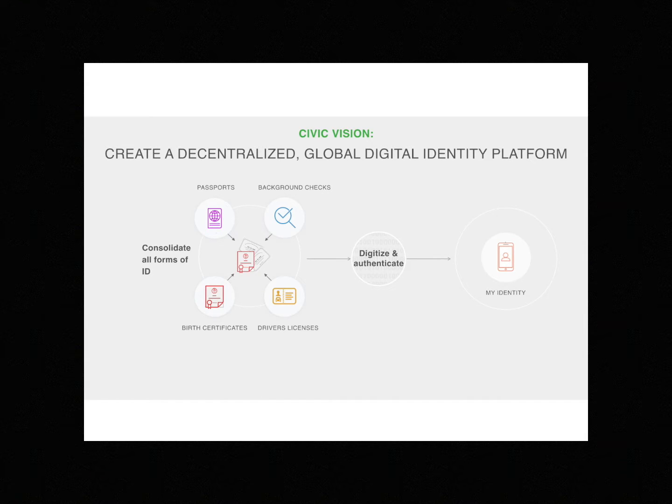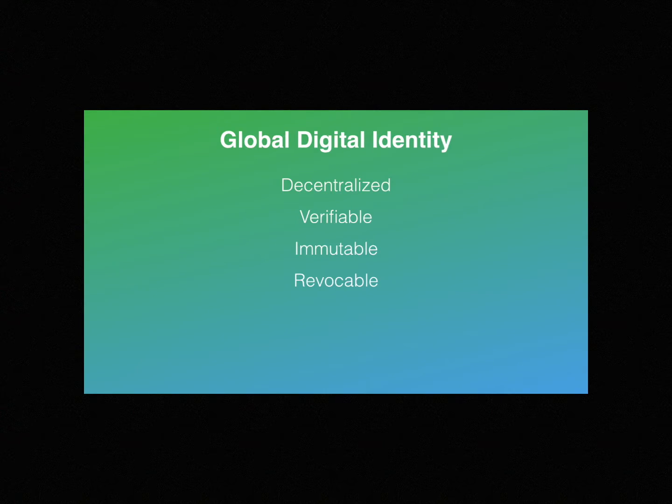Additionally, anybody I share my data with should be able to quickly check that the data is authentic, owned by me, and still valid. To achieve this, our platform focuses on 4 ideal properties of digital identity. First, proof of my identity must be decentralized, and my data isn't stored in a central database somewhere. It lives with me.